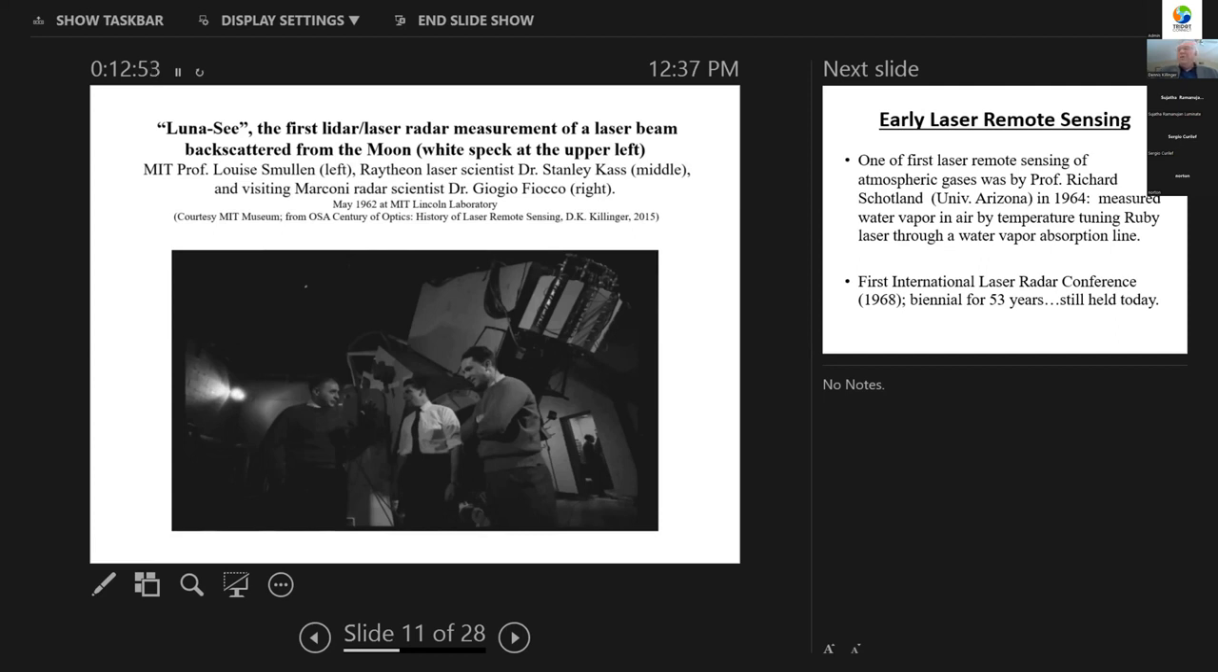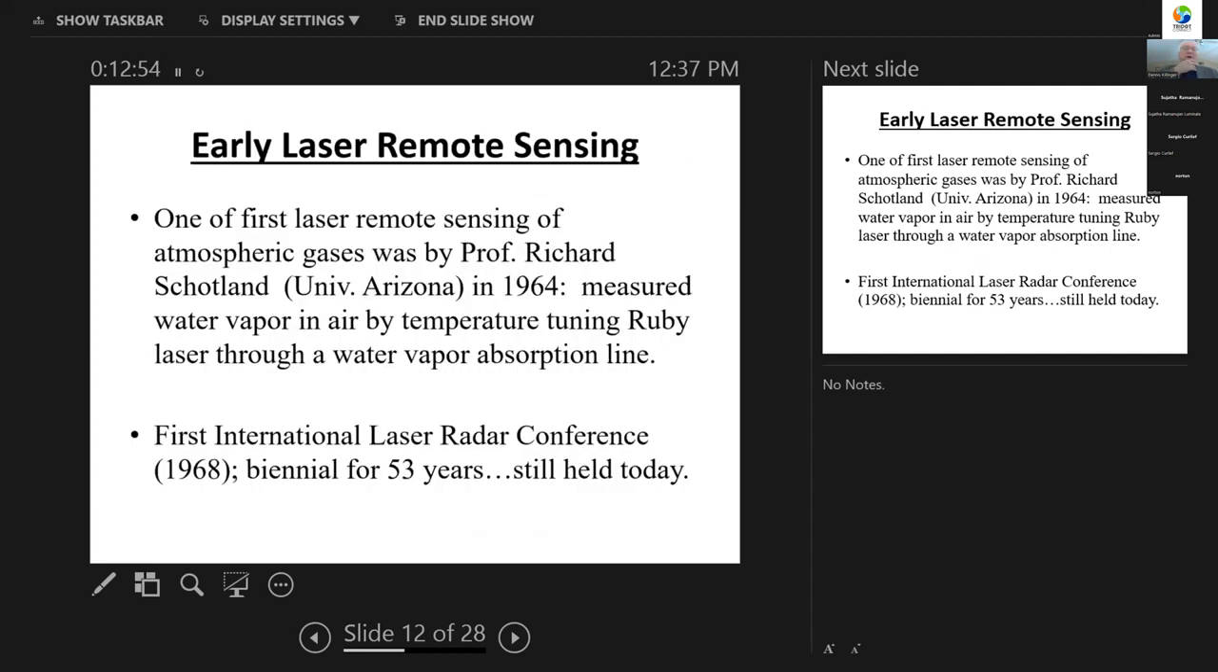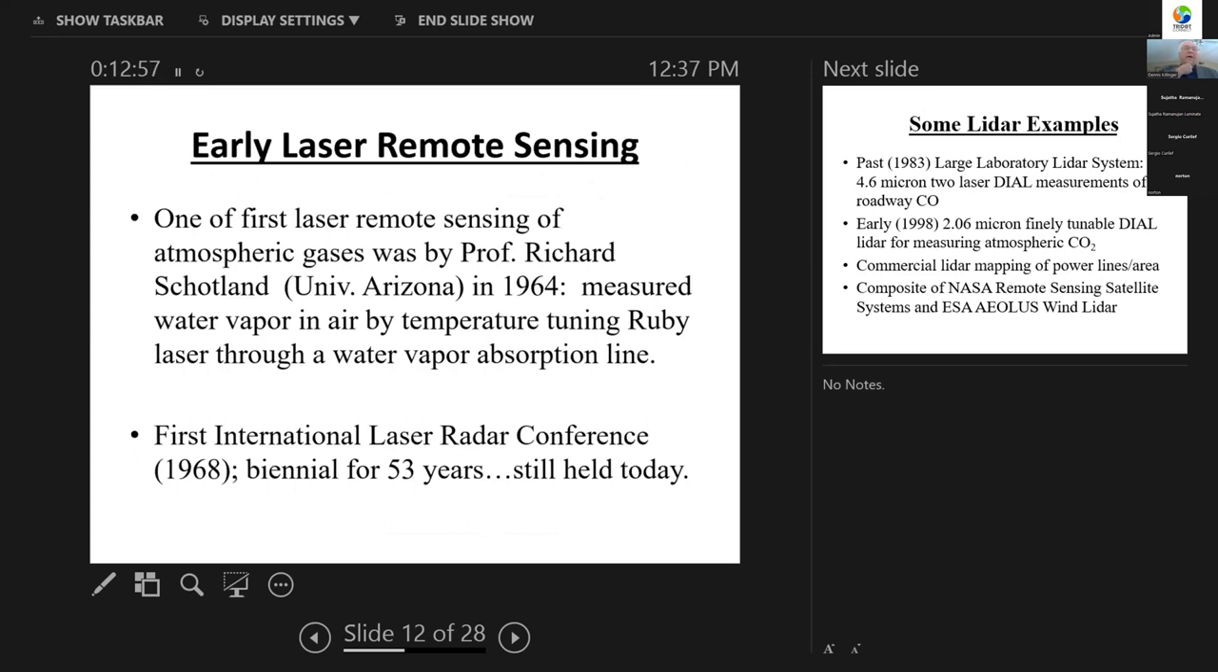So, well, then after this was shown that it was possible, there was a lot of other LiDAR sensing work that was done. Dick Schotland at University of Arizona was the first to do a DIAL system. He measured water vapor in the atmosphere. He tuned a ruby laser by changing the temperature of the ruby rod, and this changed the wavelength, and then tuned it across a water vapor absorption line.